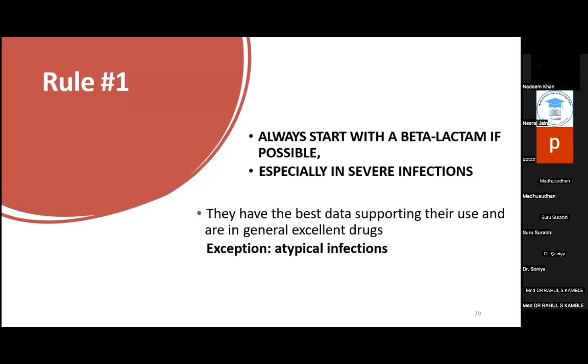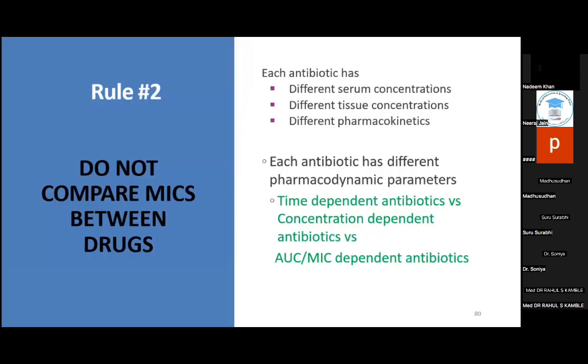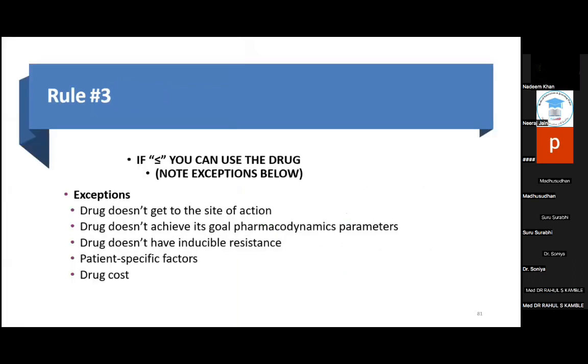Rule number one: always start with a beta-lactam antibiotic, because they have the best data supporting their use, except in case of atypical infections. Rule number two: do not compare the MICs. As said before, each antibiotic has its own breakpoints, different time activity, and pharmacodynamic parameters like time-dependent and concentration-dependent. So each antibiotic has a different serum concentration and tissue concentration. So do not compare the MICs. The first was select a beta-lactam antibiotic. Second was do not compare MICs.